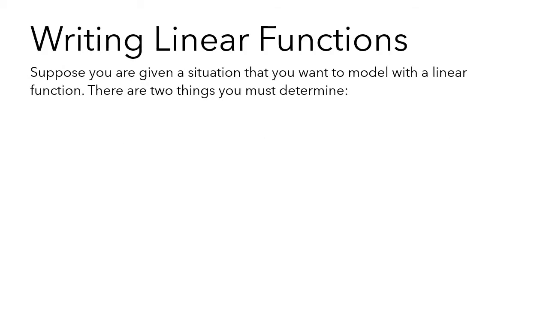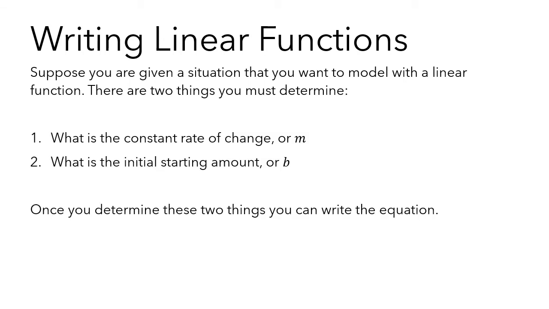So suppose you are given a situation and you want to model that situation with a linear function. There are two things that you must determine, and we just talked about them. Number one, what is the constant rate of change, or m? And number two, what is the initial starting amount, or b? Once you determine these two things, you can go ahead and write the equation.